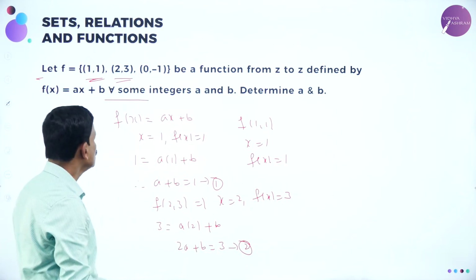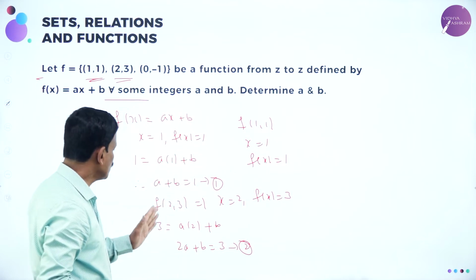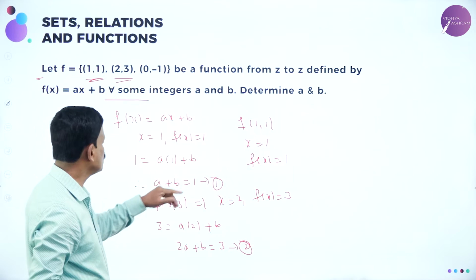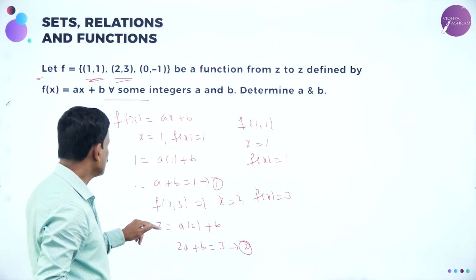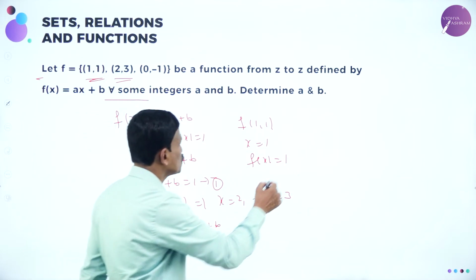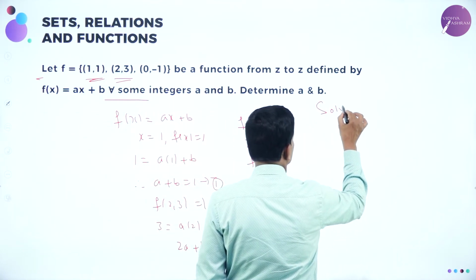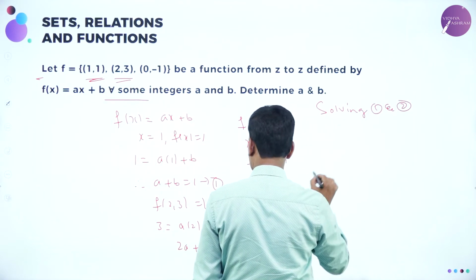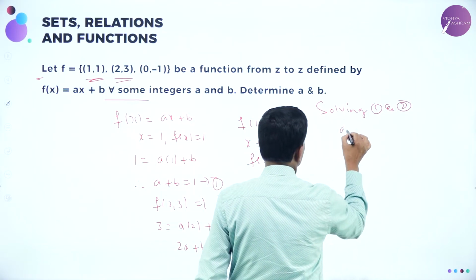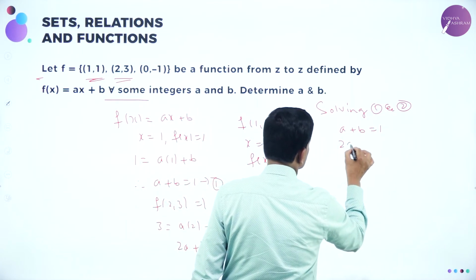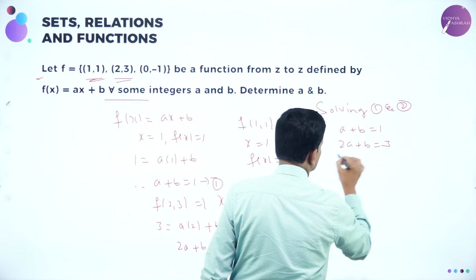That's it. See here. So when x is 1, f of x is 1. When x is 2, f of x is 3. Substitute here. 1 is equal to a into 1 plus b, a plus b is 1. Again 3 is equal to a into 2 plus b, 2a plus b. Now solving these two, solving the equations 1 and 2. Equation number 1 is a plus b is equal to 1. Equation number 2 is 2a plus b is equal to 3.